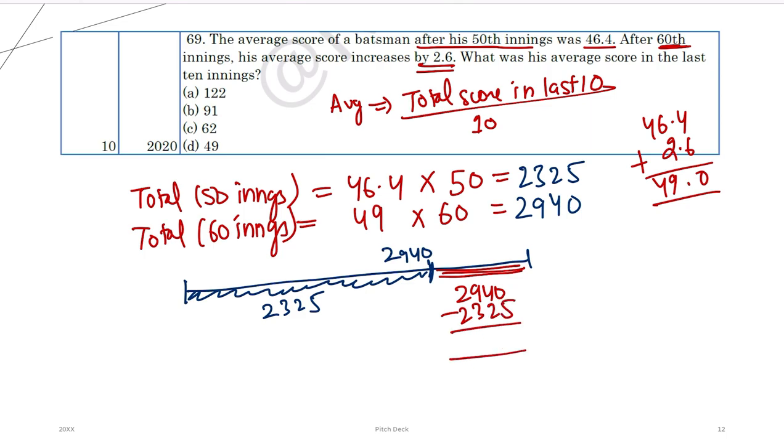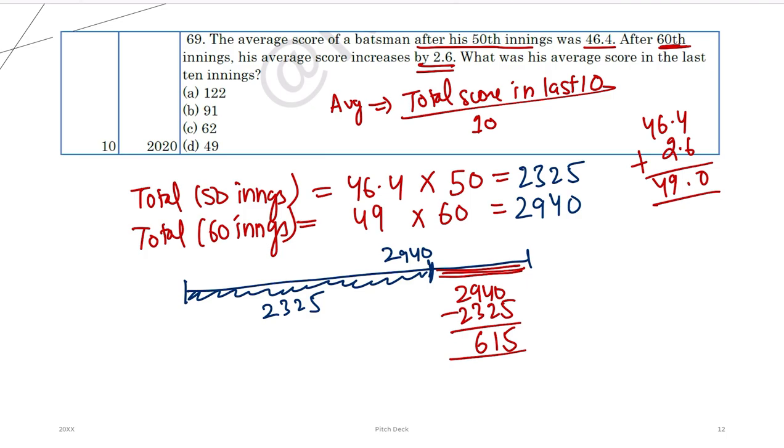So if you want to know the remaining, if we do 2940 minus 2325, what will it give? It will give us the score in the last 10 innings. You will get 615. I hope this is clear. 615 is the score in the last innings, right?